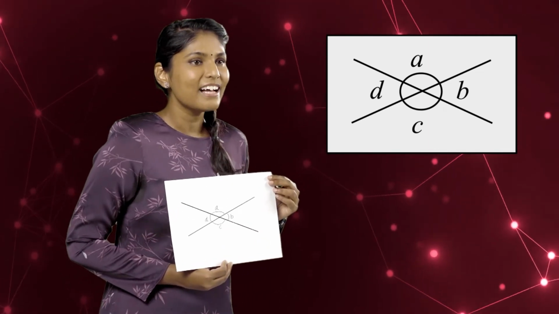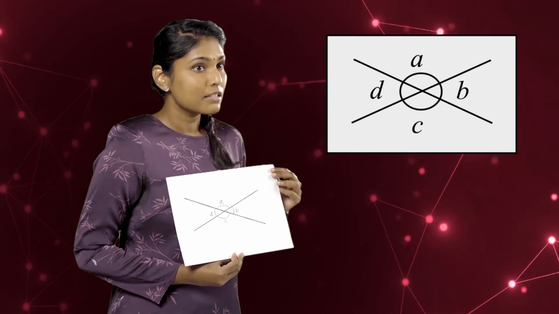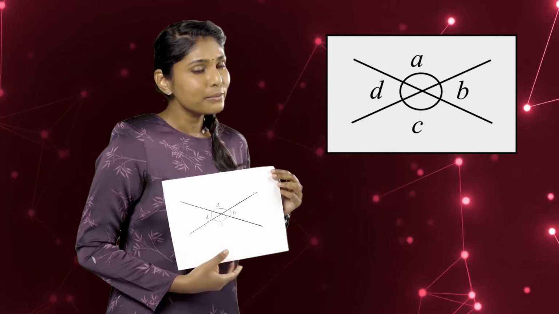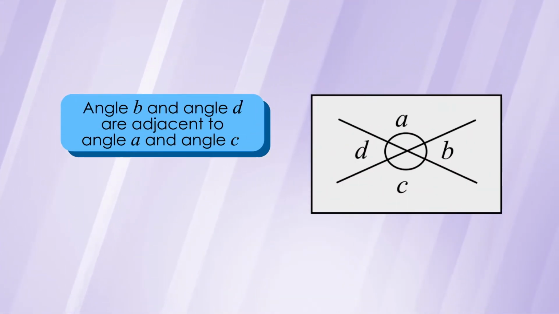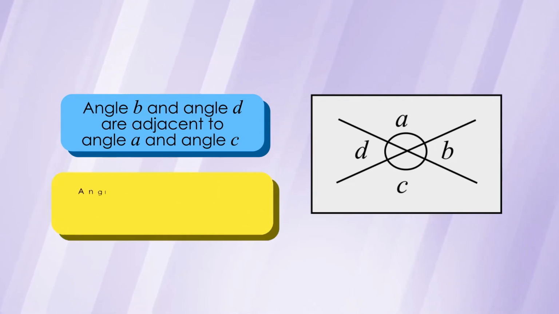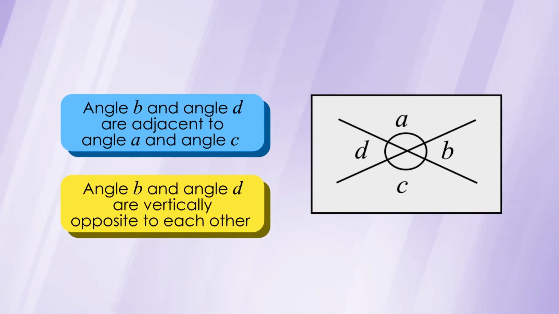Some angles are adjacent to each other. Some are vertically opposite to each other. For example, angle B and angle D are adjacent to angle A and angle C. But angle B and angle D are vertically opposite to each other.